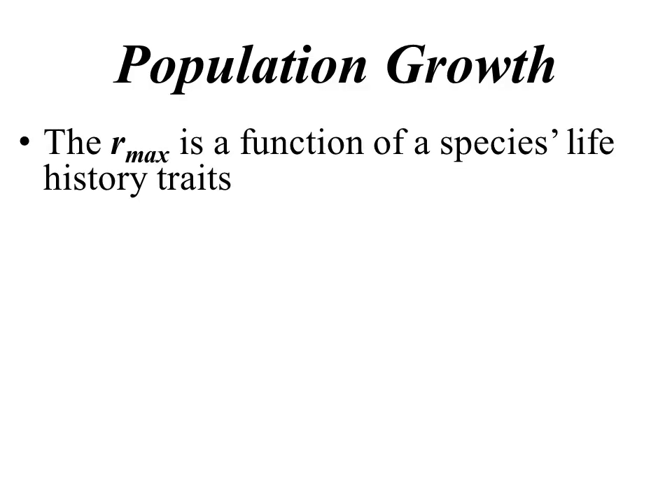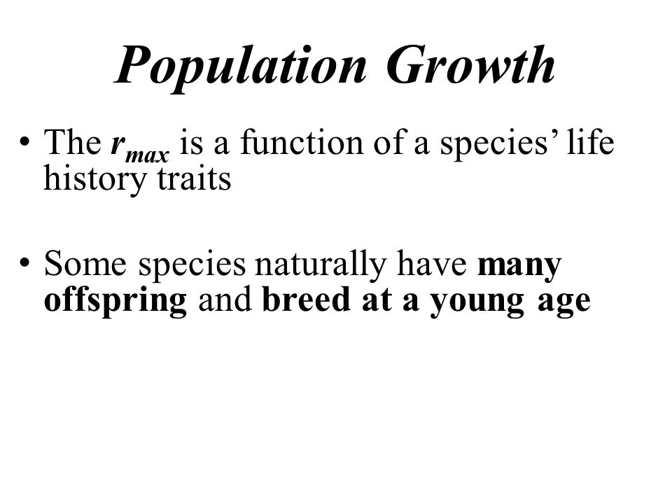Now, let's return to Rmax. We talked about Rmax being something where it's in perfect conditions. How much was the greatest amount of birth rate and the lowest amount of death rate? It really is a function of species life history traits. Some species naturally have many offspring and breed at a young age.